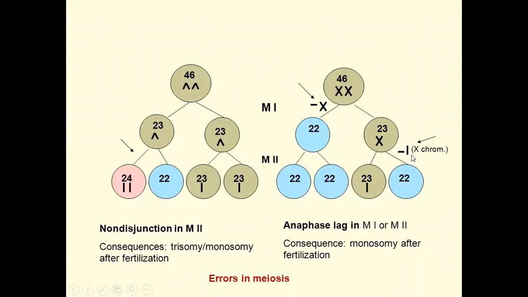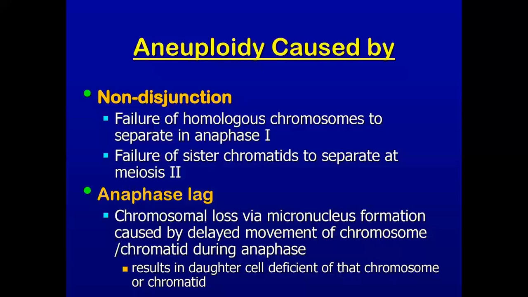That means here also one chromosome is missing, and here it is actually anaphase lag in meiosis 1 and meiosis 2. That means a delay or slowing of the chromosome separation occurs, that was anaphase lag. In case of monosomy, it happens after fertilization. Monosomy means a missing chromosome number.